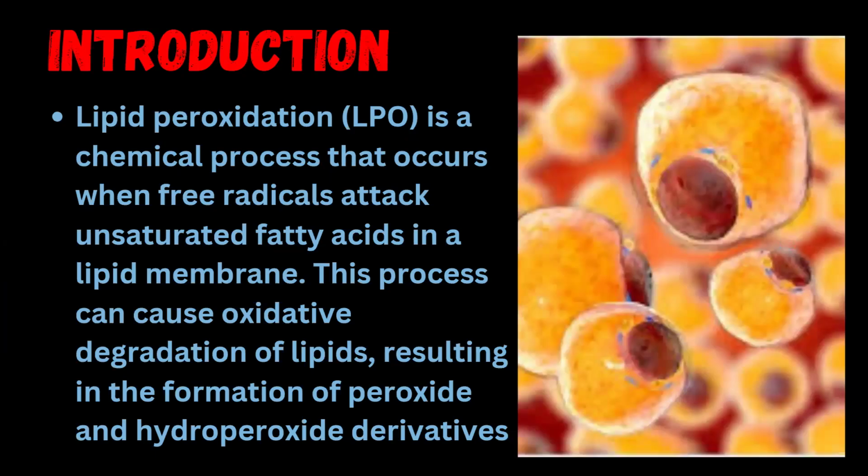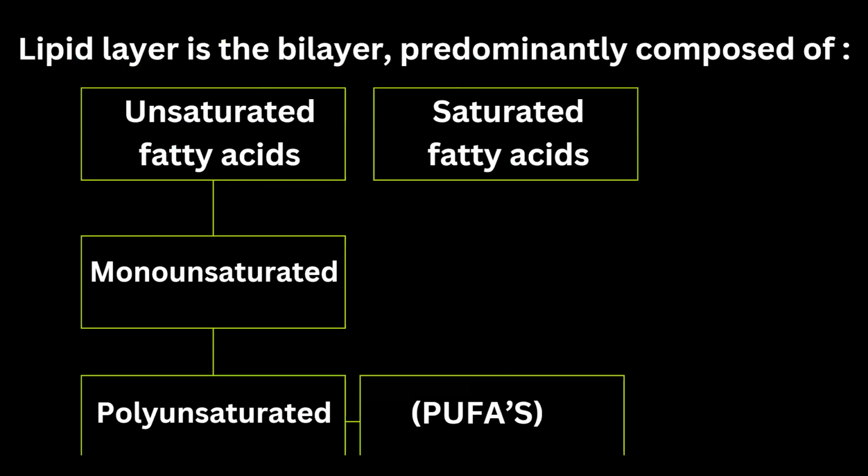Lipid peroxidation is a chemical process that occurs when free radicals attack unsaturated fatty acids in the lipid membrane. This process can cause oxidative degradation of lipids, resulting in the formation of peroxide and hydroperoxide derivatives. The lipid layer of the cell membrane is predominantly composed of two types of fatty acids. First is unsaturated and second is saturated.